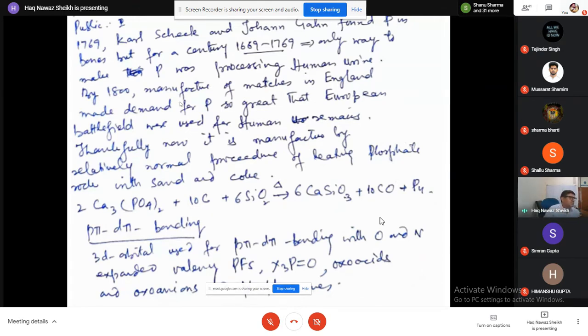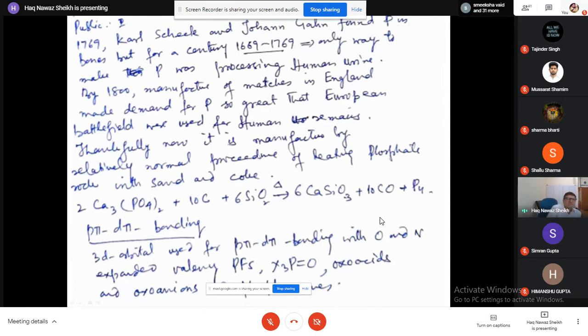People were so obsessed with phosphorus in 1800 when it was found that phosphorus is useful in the sense that you could make safety matches that require phosphorus for ignition. And in England, the demand for phosphorus was so great that European battlefields were used for human remains. I mean, wars were waged to get the human remains, I mean, this human waste.